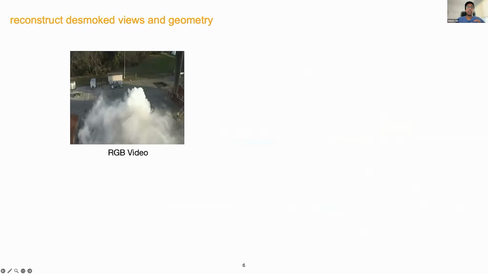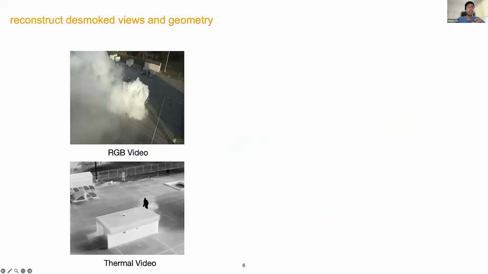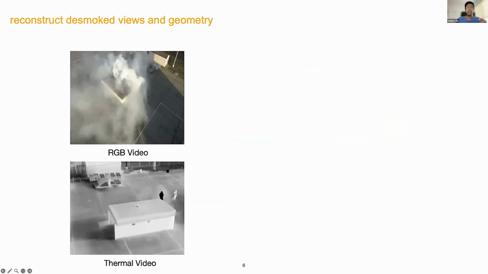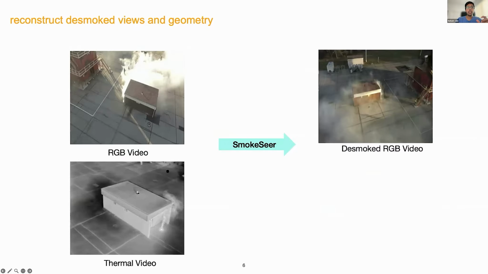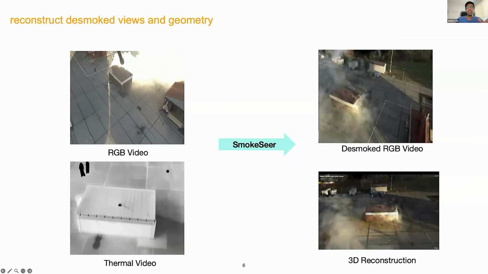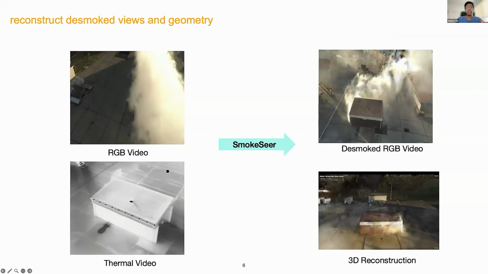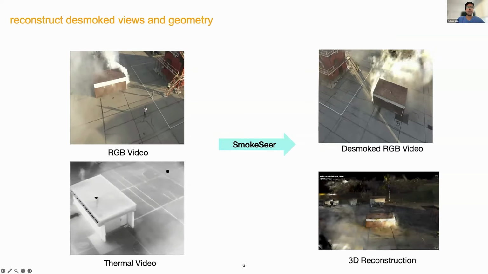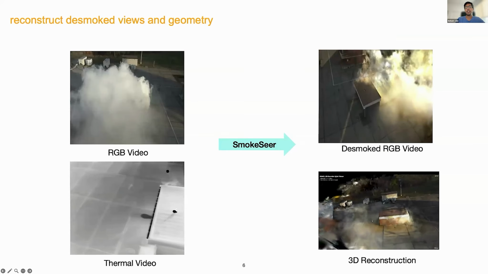The setup of the problem is this. Given the RGB footage of a forest or a scene on fire and the corresponding thermal video of the scene, we want to do a simultaneous desmoking and 3D reconstruction. This can help downstream applications such as object detection and image segmentation, and 3D reconstruction can enable precise spatial reasoning and path planning for robots in complex scenarios.